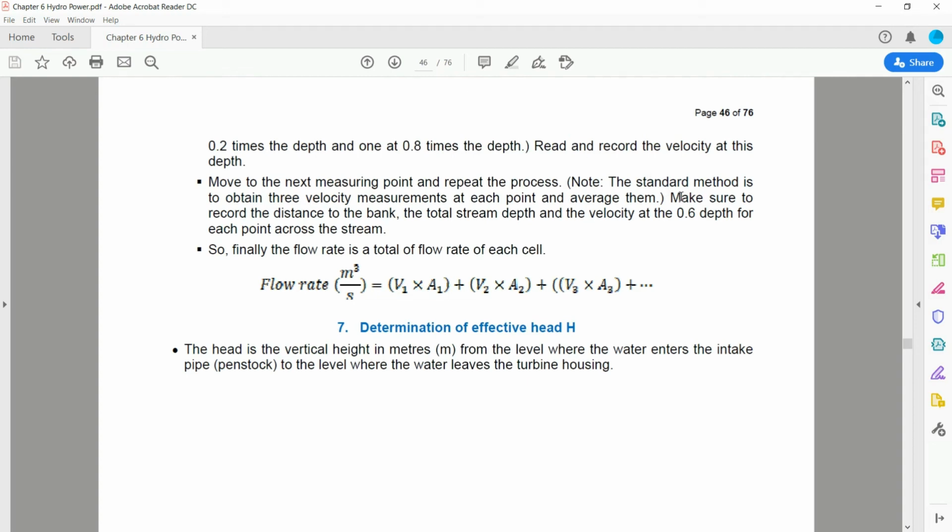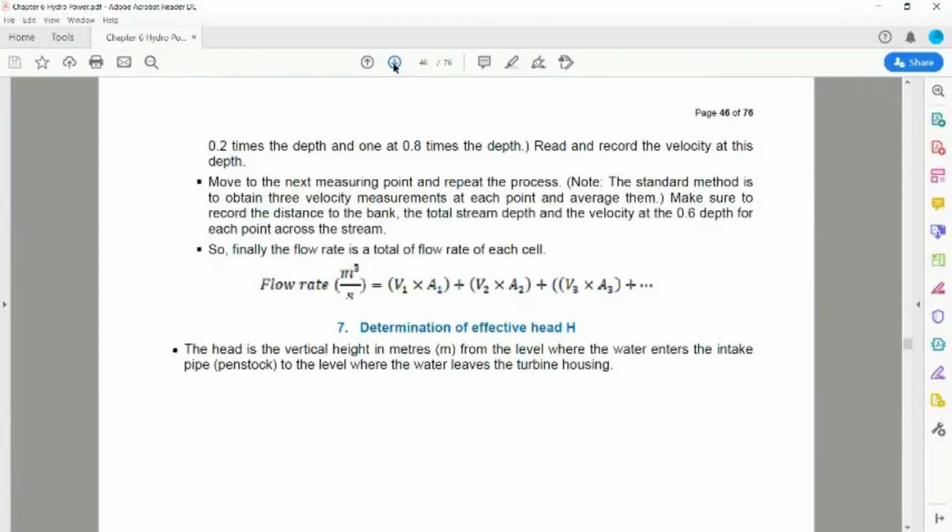So make sure to record the distance to the bank, the total stream depth and velocity at 0.6 depth for each point across the stream. Finally, the flow rate is the total of the flow rate of each cell. So this is velocity at location number 1 times the area of location number 1, plus velocity at location number 2 multiplied by area number 2, plus velocity at position number 3 and area number 3.